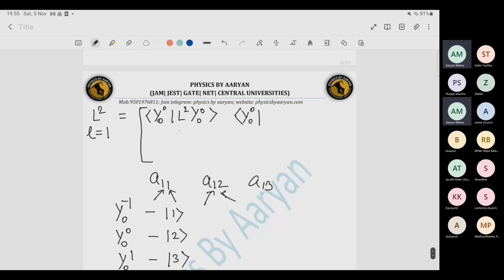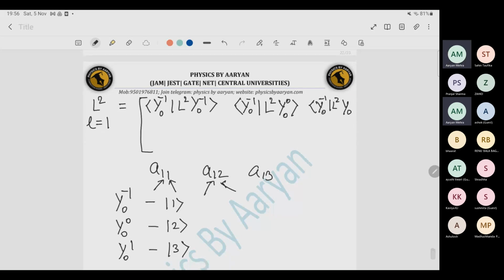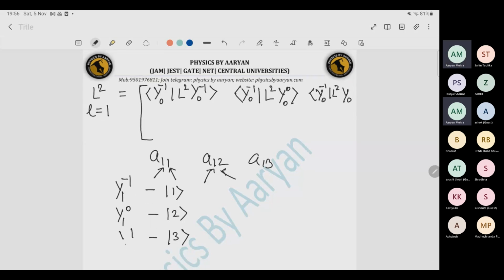Now, what will be my state 1? I have to write the state 1 here. So 0 minus 1. State 1 here again 0 minus 1. State 1 here 0 minus 1, L square. Now here I need to write state 2, so it will be 0 0. Similarly, state 1 here, so 0 minus 1, L square. State 3 is 1, sorry, I am making a mistake here. It should be 1. Okay, 1 1.